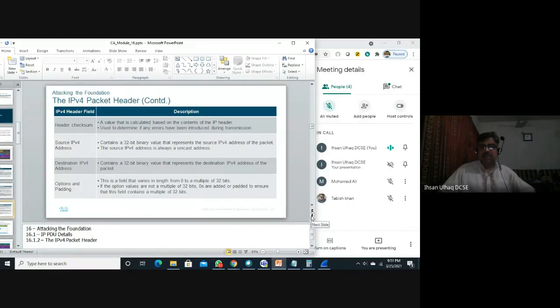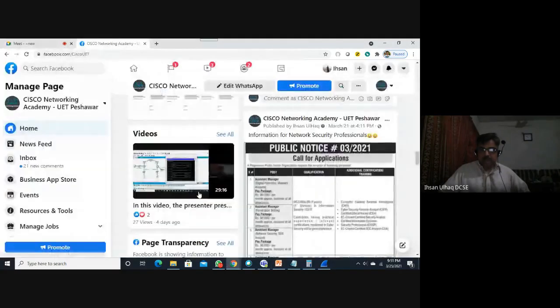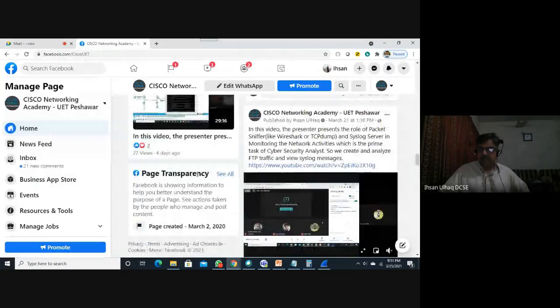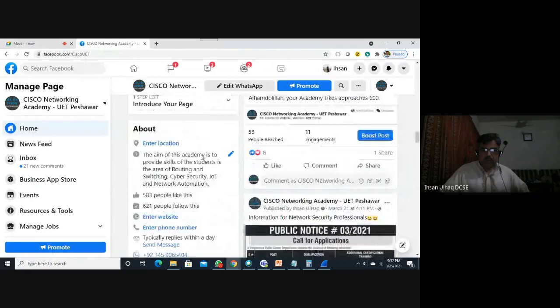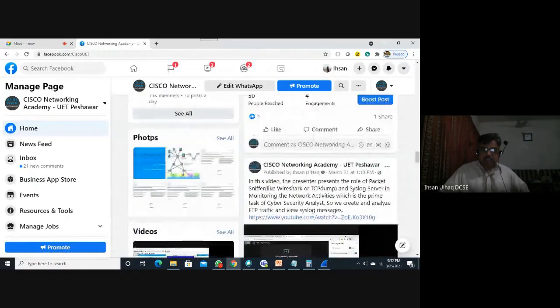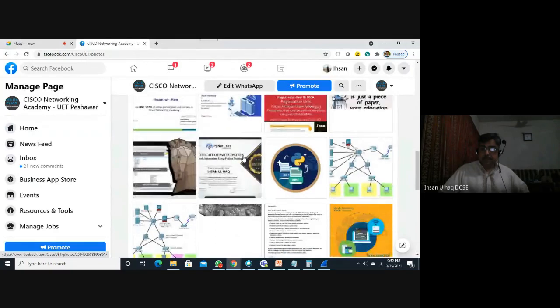Then, gentlemen, the next version is IP version 6, because we have already studied this in our module 1, which is Introduction to Networks. If you remember, a few months back I uploaded in the photos on Facebook. Probably it might be here. No, IP version 4 and IP version 6. It was a very nice comparison of the two.